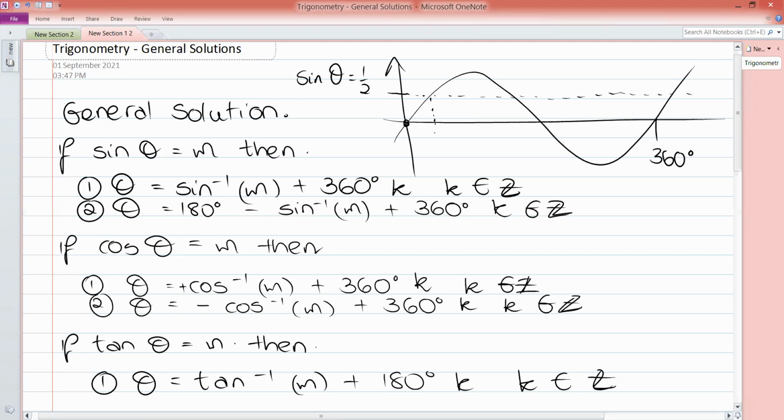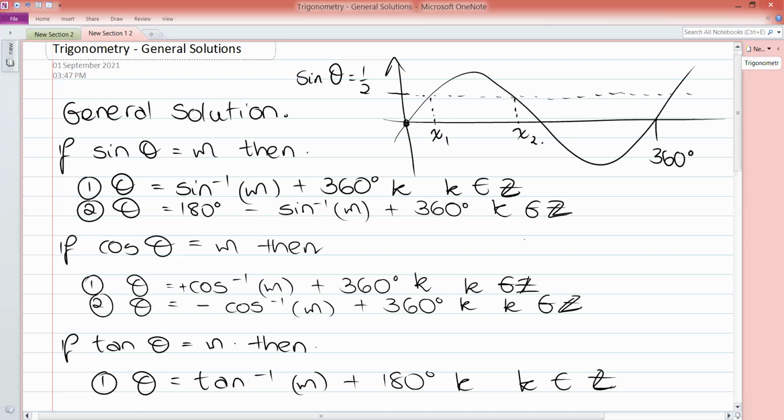You're going to get a solution here. This is one solution, and you're going to get another solution here. So x1, x2. Okay, so that's why we have two solutions. It's going to be, the first one is inverse sine m, and then the second one is 180 minus inverse sine m. Because you also get two general solutions.